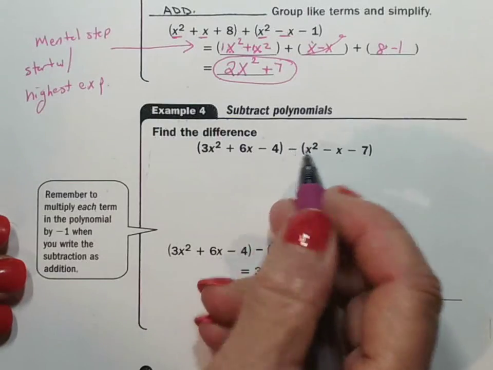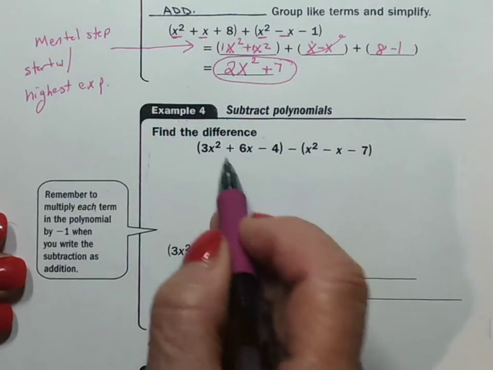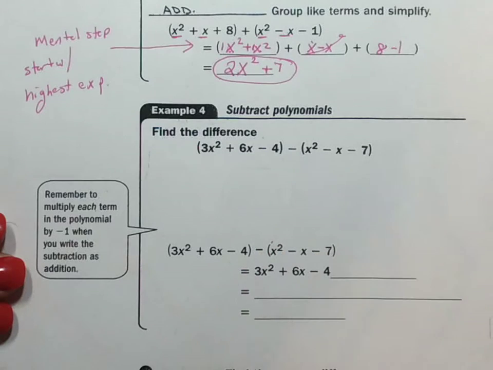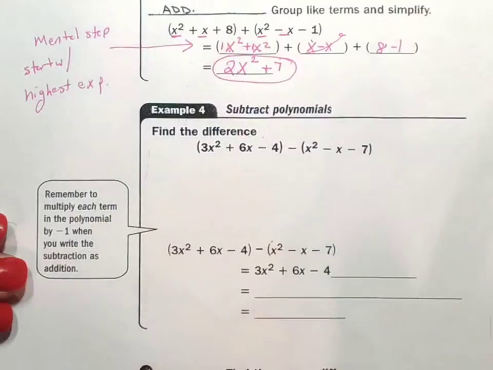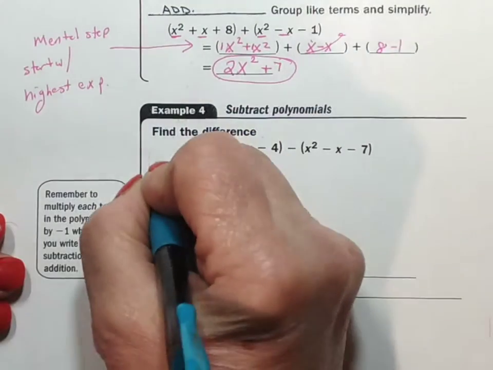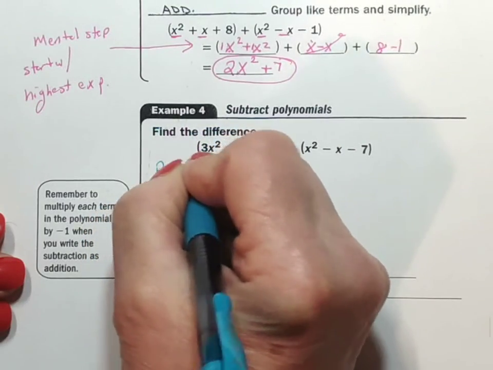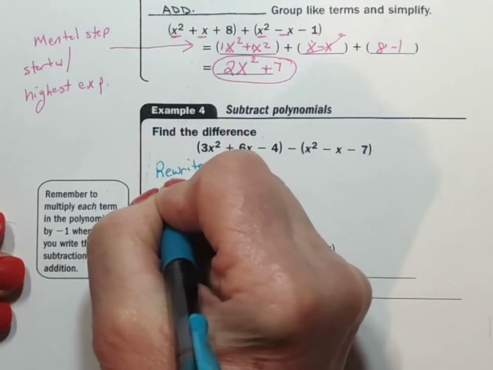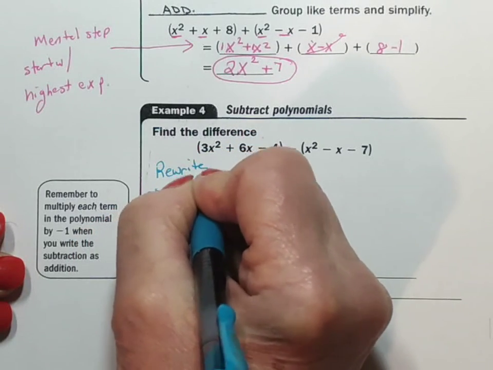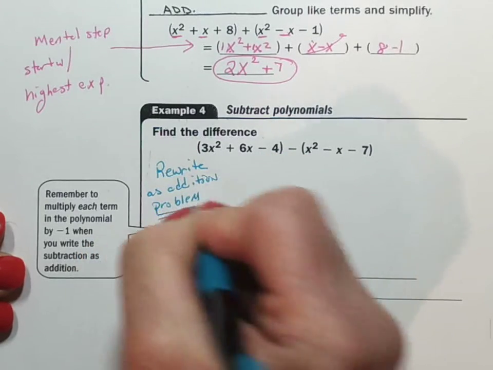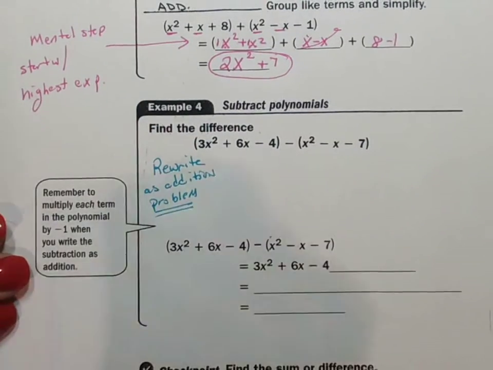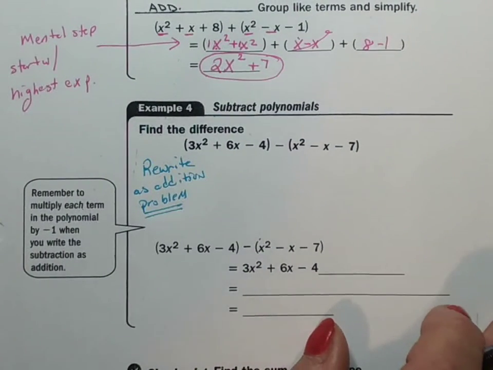Now we're going to be subtracting this polynomial. So we have this polynomial, we're going to subtract it. Now you're going to get yourself really confused if you just try to do this mentally. You want to rewrite it as an addition problem. And I'm going to expect you to do that when you do your homework or you take a test.